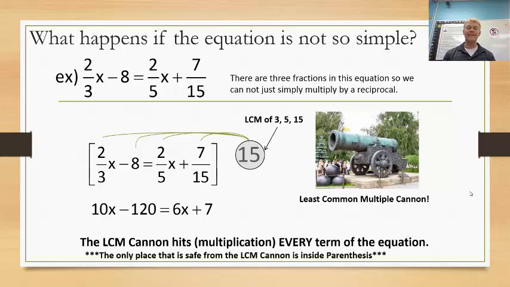So to review here, our least common multiple cannon hits every term in the equation. The only place that is safe from the least common multiple cannon is any terms inside parentheses. We kind of think of those as a bomb shelter, right? If you've ever watched the videos in history class, the bomb shelter was underground, a place you went in case we were getting bombed in a war or something like that. So the parentheses, we'll see an example in just a little bit, are going to be safe.